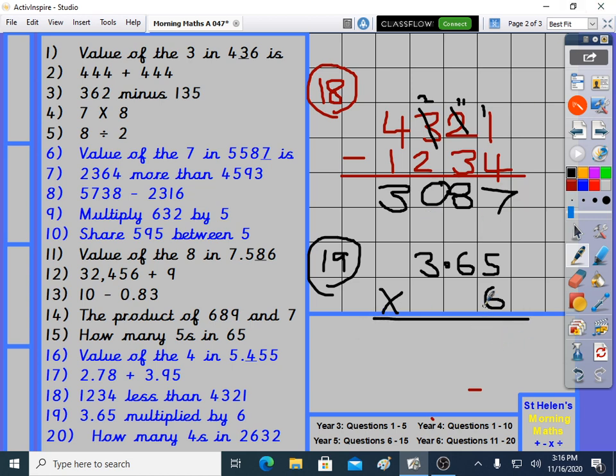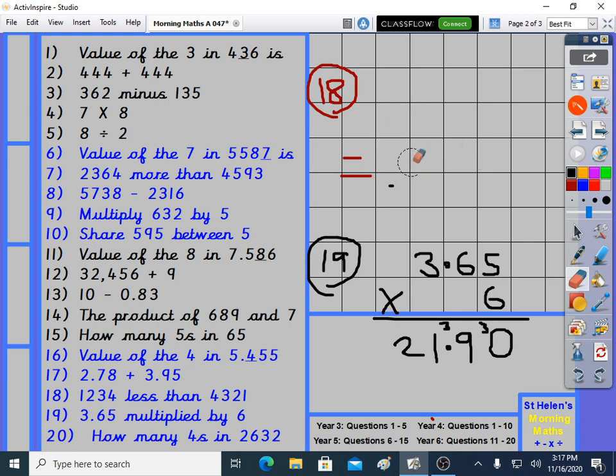3.65 times 6. 6 times 5 is 30. 6 times 6 is 36 plus 3 is 39. 6 times 3 is 18 plus 3 is 21. Don't forget the point. 3 times 6 is 18. But 3.65 times 6 is quite a bit more than 18. It's up to 21. That makes sense. We have our last question.